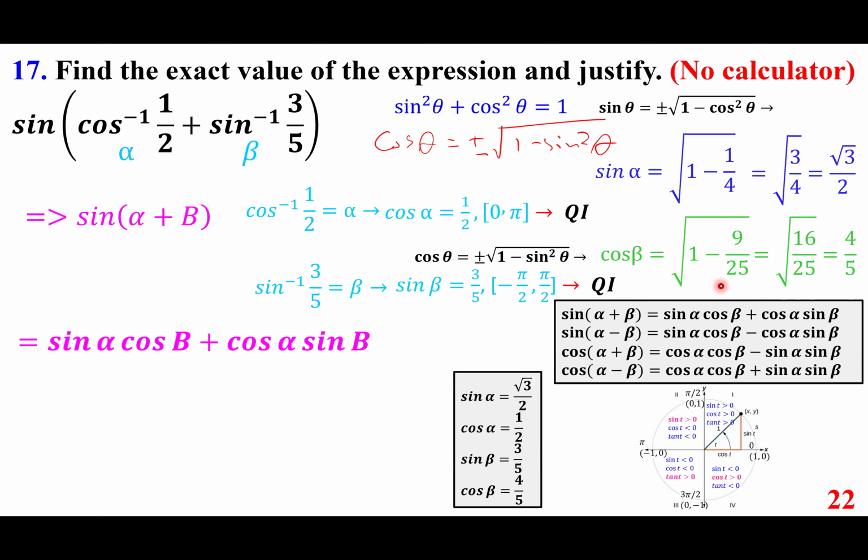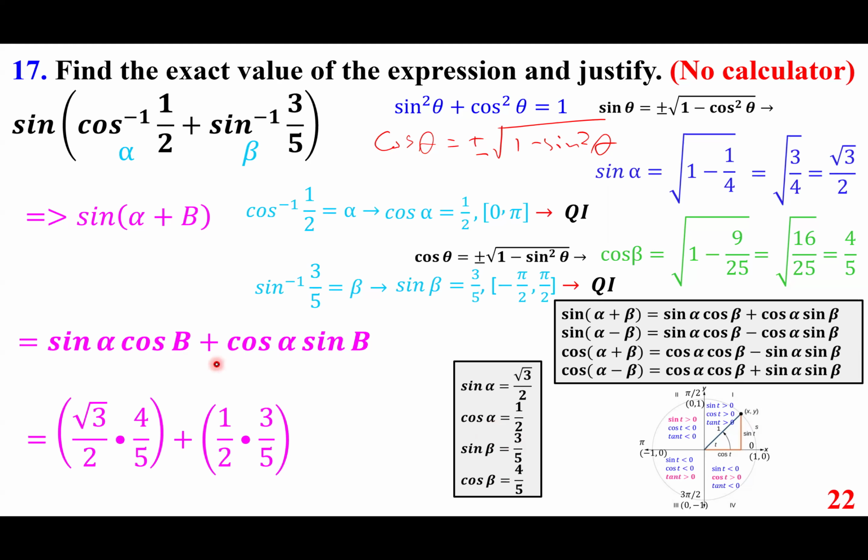So let's write the summary. Sine alpha is square root of 3 over 2. Cosine of alpha is 1/2. Sine beta is 3/5. Cosine beta is 4/5. Plug it in here. In both cases, the denominator is 10. This is 4 square root of 3 plus 3 over 10. And that's an exact answer.